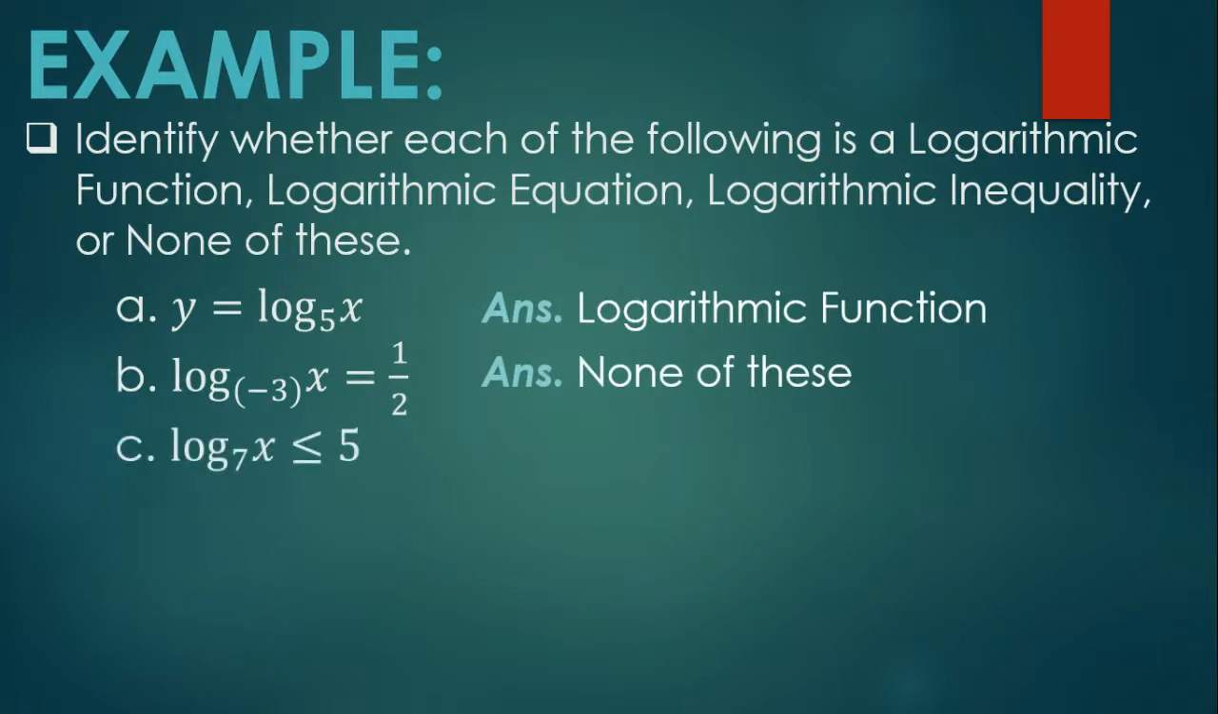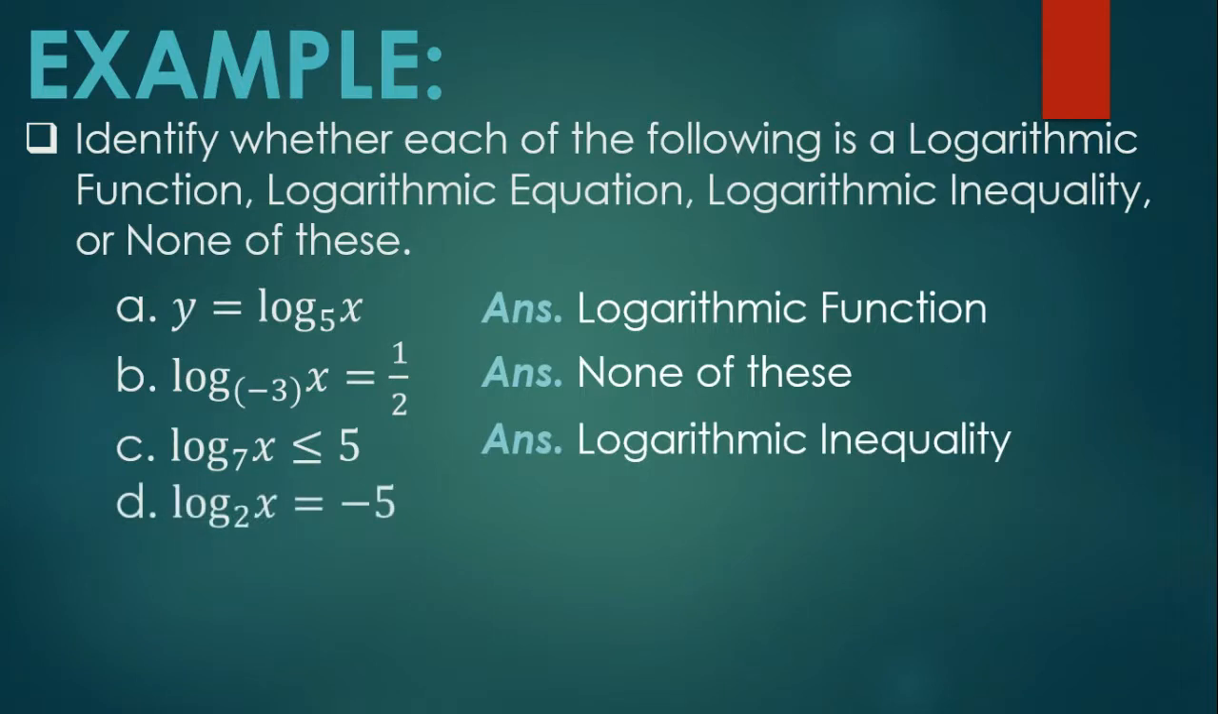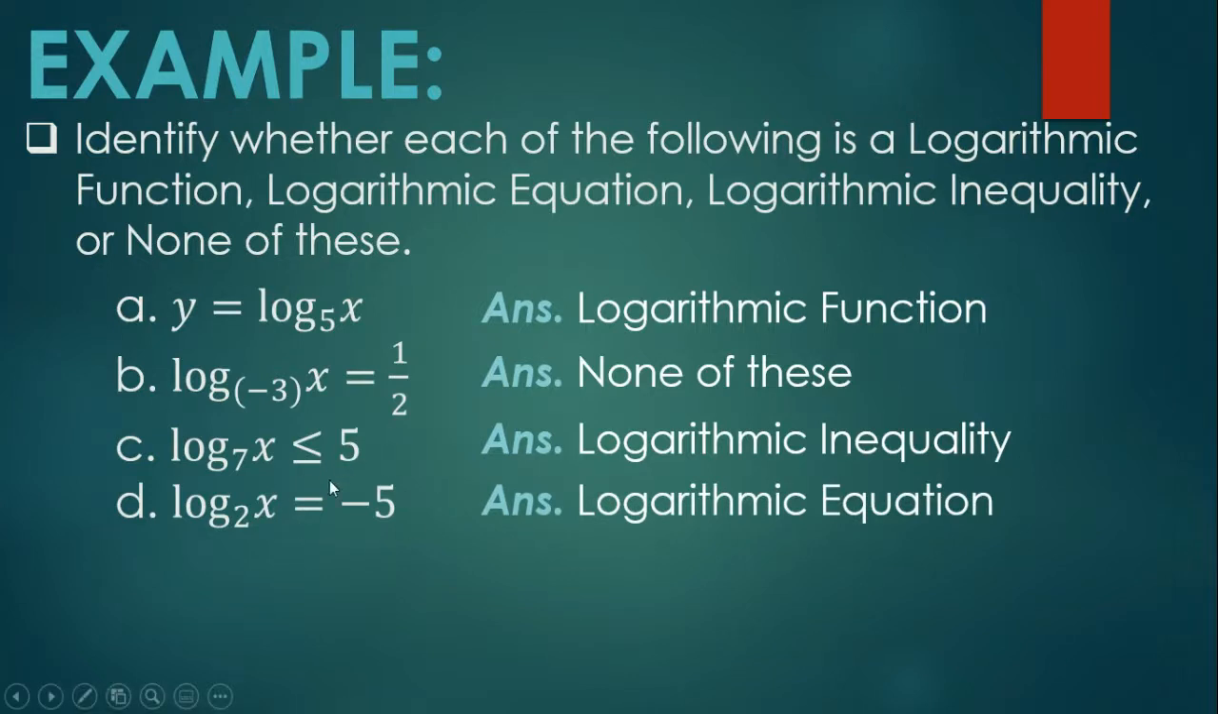C, we have log base 7 of x is less than or equal to 5. May inequality symbol, iisa lang yung variable. This is a logarithmic inequality. D, log base 2 of x is equal to negative 5. So, since positive yung base, iisa lang yung variable, there is an equal symbol. This is a logarithmic equation. So again, yung number na nandito, it can be any of the real numbers, pwedeng positive, negative, pwedeng 0.